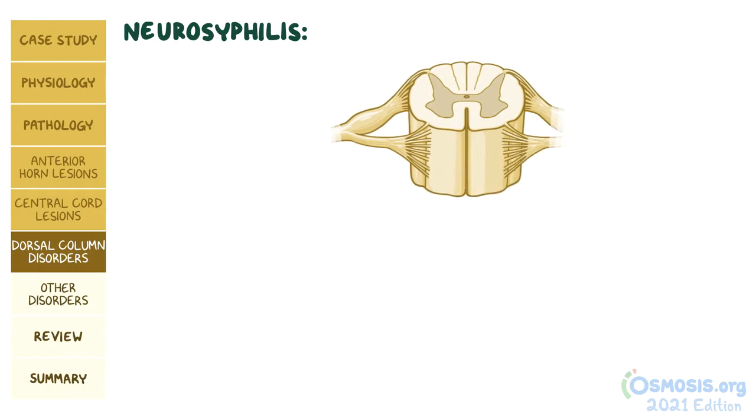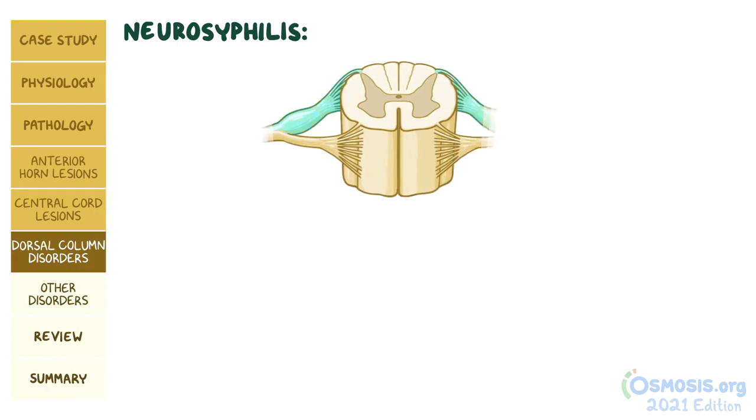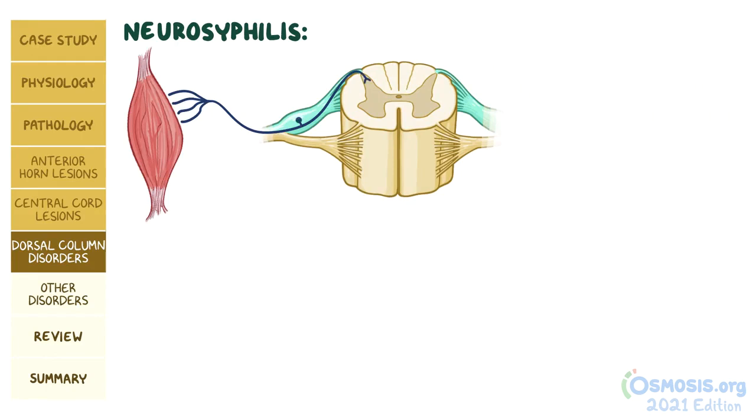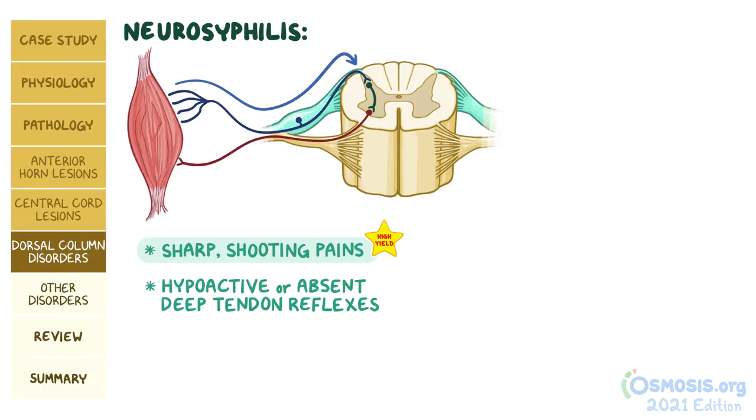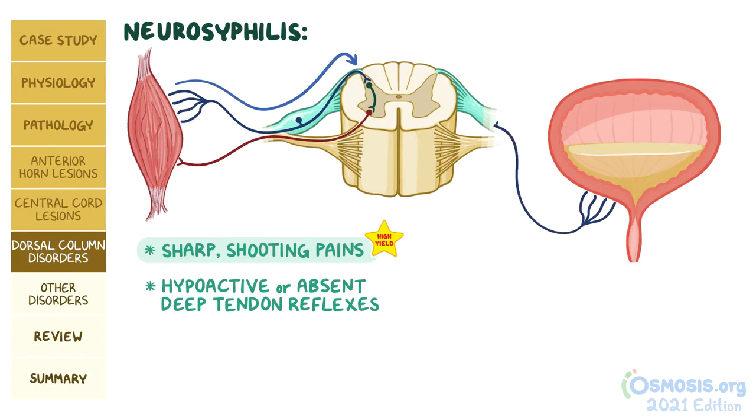Now, it's also common for spirochetes to invade dorsal nerve roots that carry sensory information to the spinal cord. Irritation of these sensory roots typically manifests as sharp shooting pains, as well as hypoactive or absent deep tendon reflexes. This is because for a deep tendon reflex to occur, the signal that the muscle has been stretched has to be transmitted via the dorsal nerve root to the spinal cord to excite the lower motor neurons and cause muscle contraction. The dorsal nerve roots that carry sensory signals from the bladder to the spinal cord can also be affected.